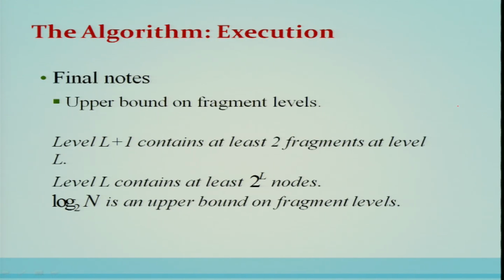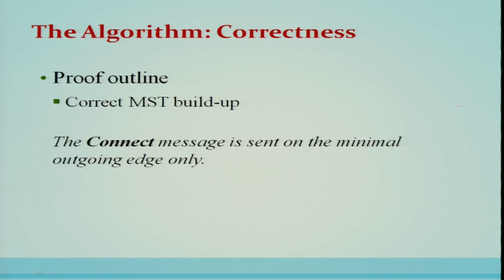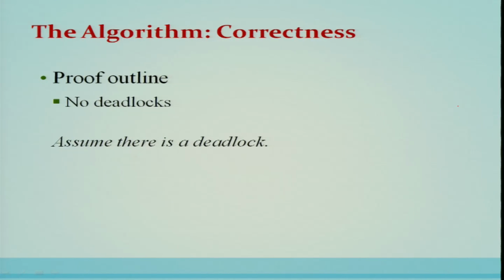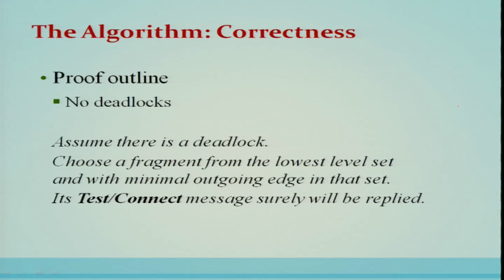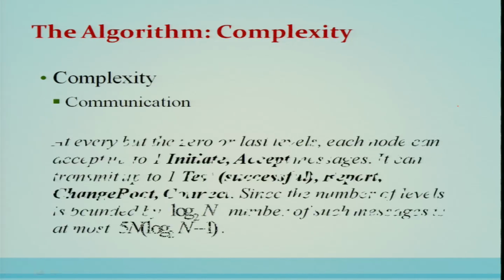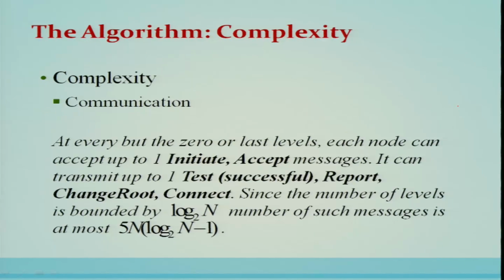So we can see that log n is an upper bound on the fragment levels, and the connect message is sent on the minimal outgoing edges only, and there is no deadlock, we have to assume. Then the communication complexity: at every level but the 0 or the last levels, each node can accept up to 1 initiate or accept message. It can transmit up to 1 test, report, change root, or connect message.